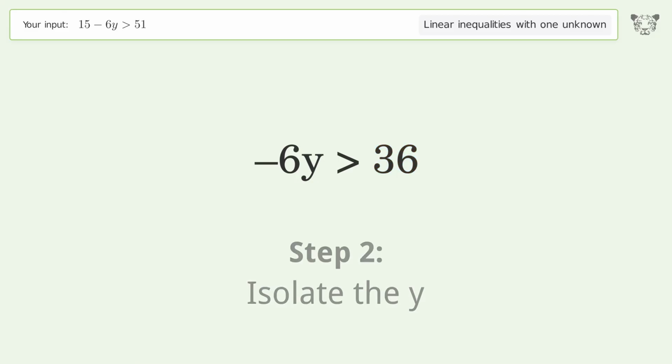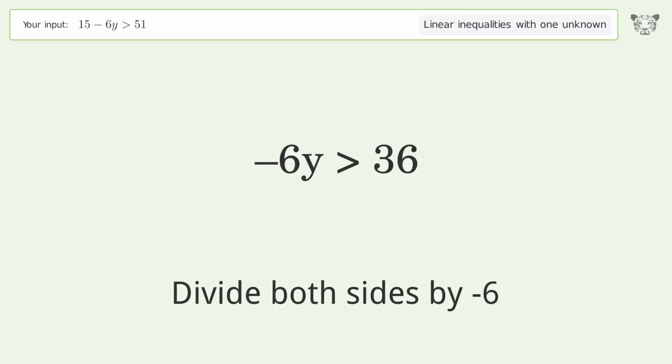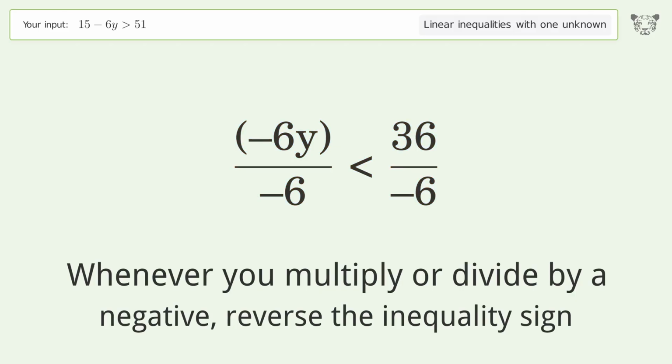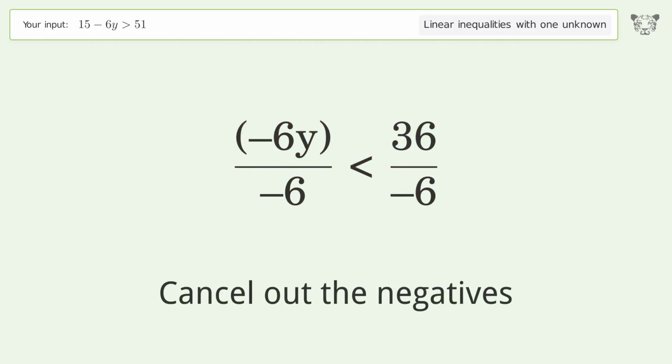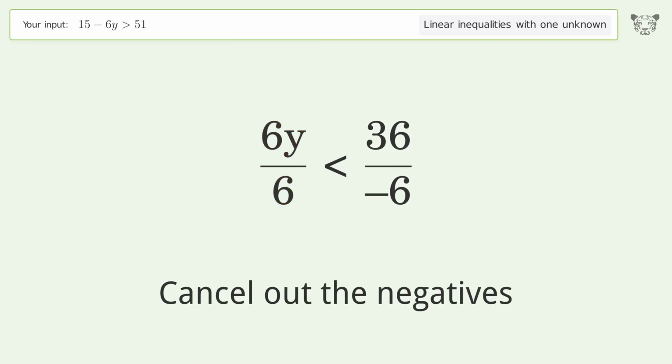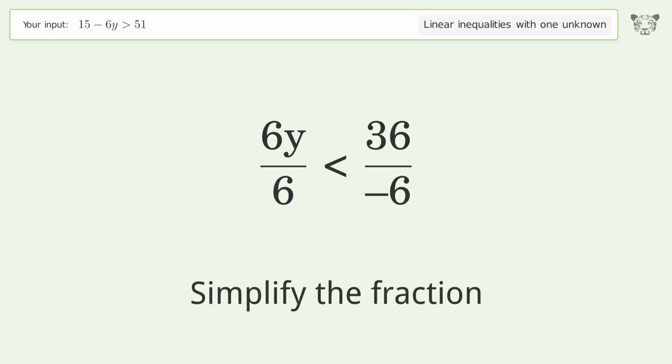Isolate the y. Divide both sides by -6. Whenever you multiply or divide by a negative, reverse the inequality sign. Cancel out the negatives. Simplify the fraction.